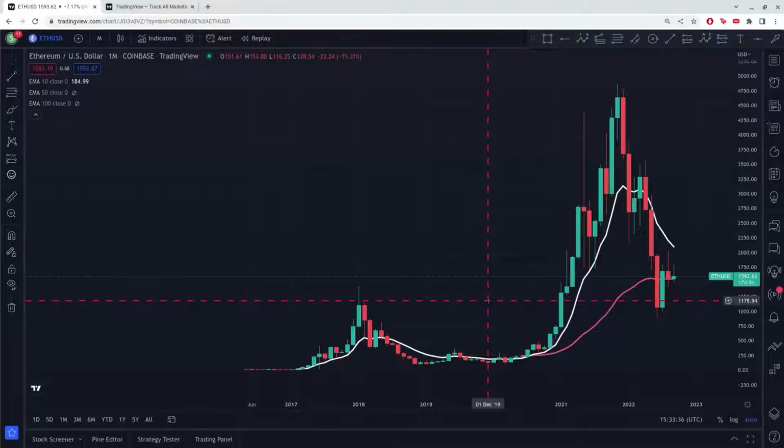So the first crypto I'll be analyzing is Ethereum, and I'll be analyzing Ethereum against the US dollar. So without further ado, let's jump right into the chart.